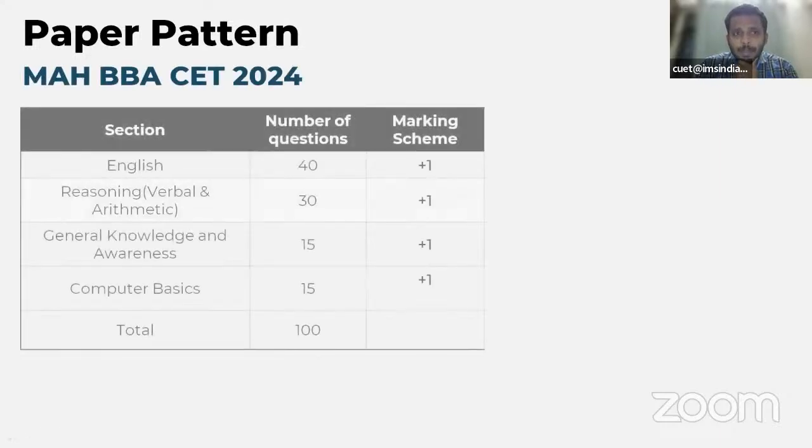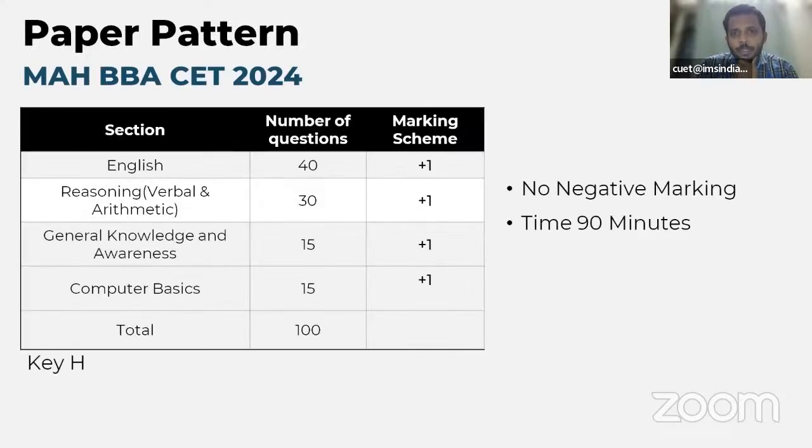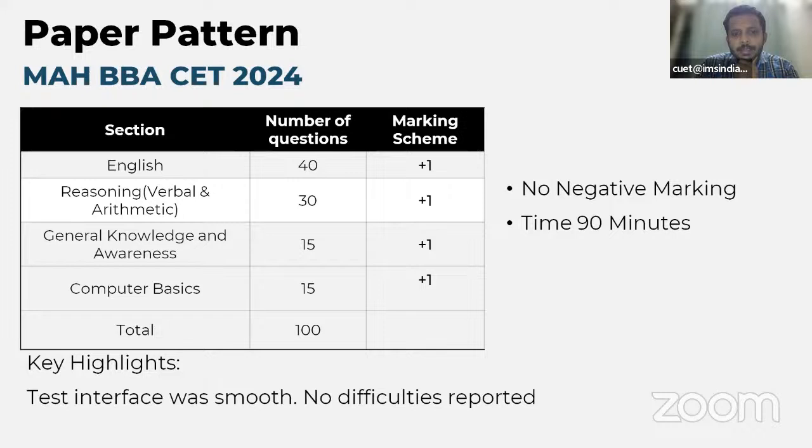In terms of the paper pattern, the division of the total questions across the sections did not change in slots 2 and 3. The total number of questions was 100: 40 questions in the English section, 30 in the reasoning section, 15 in general knowledge and awareness, and 15 in computer basics. The marking scheme remained the same.